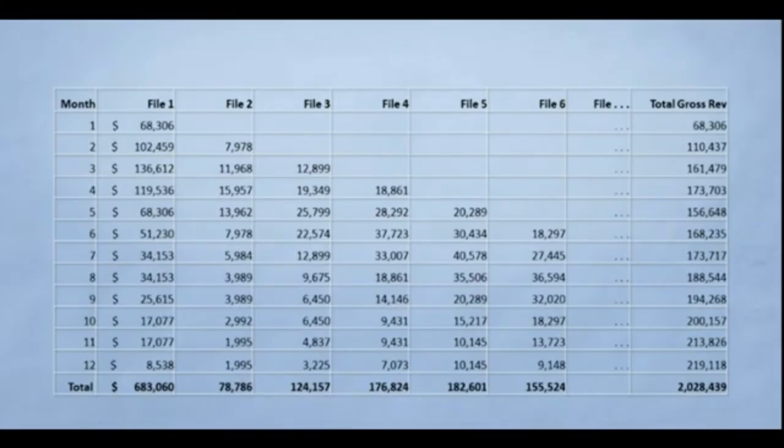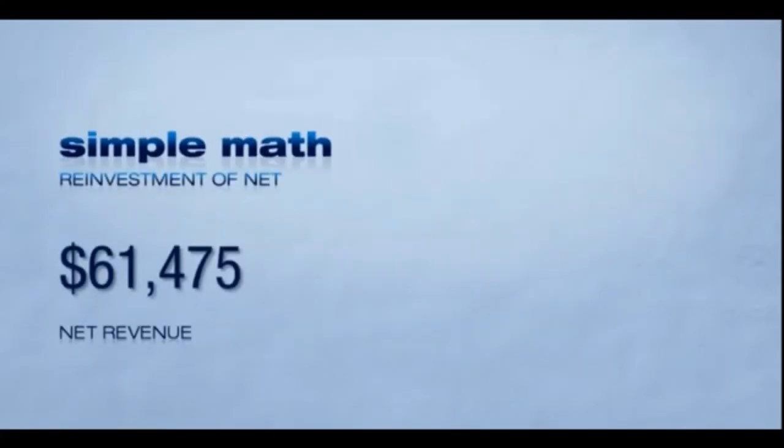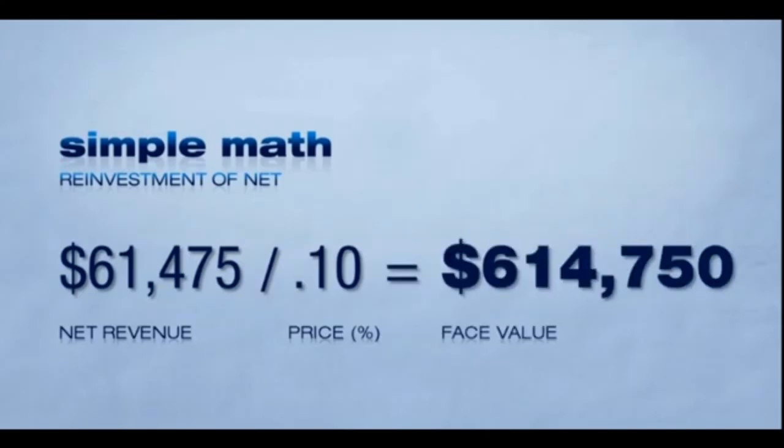Look at gross revenue for file number 1. Again, robust in the beginning with a sharp drop-off and dwindling rate of recoveries over time. Remember that month 1's gross revenue became $61,000 after we net out our management costs. We'll call that cost to collect. So what can we do with that $61,000? Well, if we took our $61,000 and went into the market, bought the same kind of file at the same price, our $61,000 would fetch an additional file with a face value of $614,750.